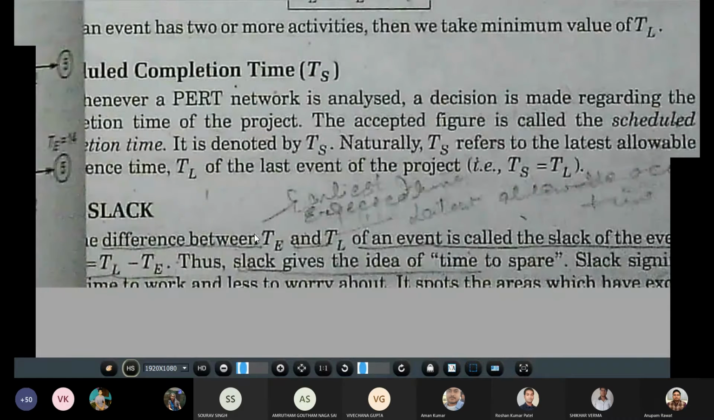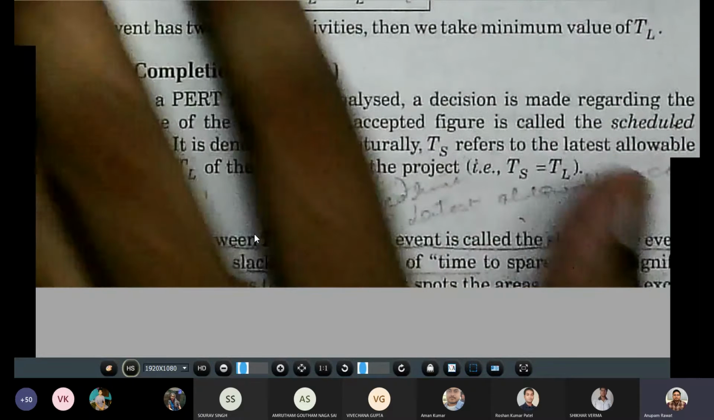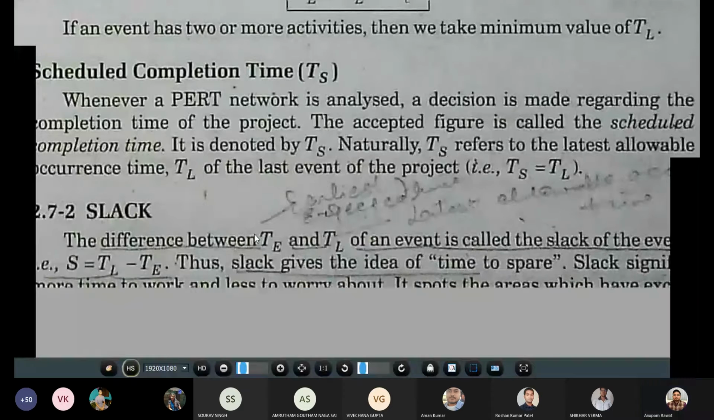In PERT, there are various types of times as well. We will see the related numerical.